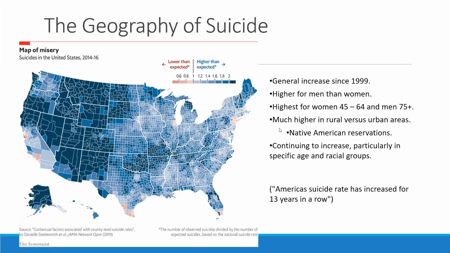So getting into then talking about the geography of suicide, it's something that's changing even relatively recently, and isn't going to be accounted for with lithium changes. It's going to be the social and environmental determinants of suicide that we talked about before. So in general, suicide has been increasing since '99. It's much higher for men than for women, and then it changes quite a bit depending on age ranges, as well as urban versus rural areas, and even racial breakdowns.